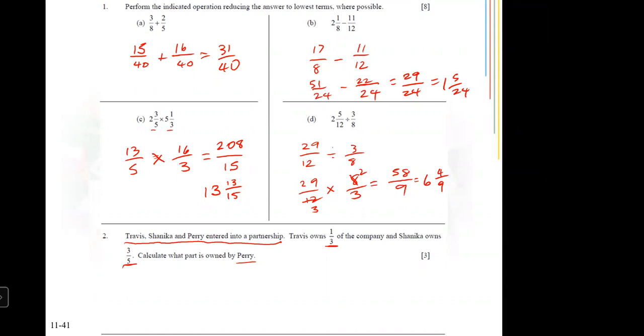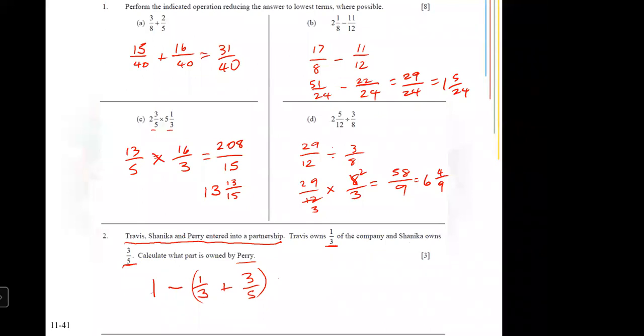One whole. So you're going to say 1 minus 1/3 plus 3/5. So if you add up what Perry owns and what Shanika owns and what Travis owns, that would be 1/3 plus 3/5. You're going to subtract that from 1. That will tell you how much Perry owns.